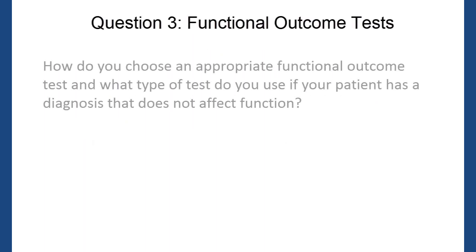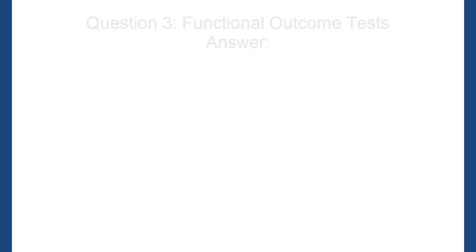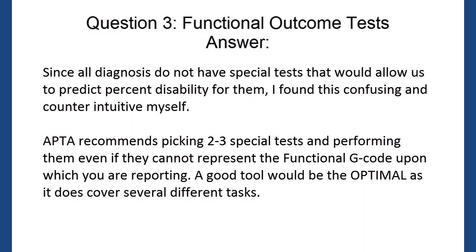And finally, question 3 had to do with functional outcome tests. How do you choose an appropriate functional outcome test? And what type of test do you use if your patient has a diagnosis that doesn't affect function? Well, again, that would be under the G-codes of other, and with regard to functional outcome tests, CMS really doesn't care whether the functional outcome test necessarily reflects the outcome that you are reporting on. And I realize that that is counterintuitive and quite frankly does not make any sense to me.